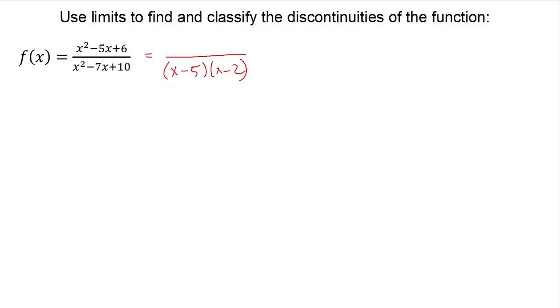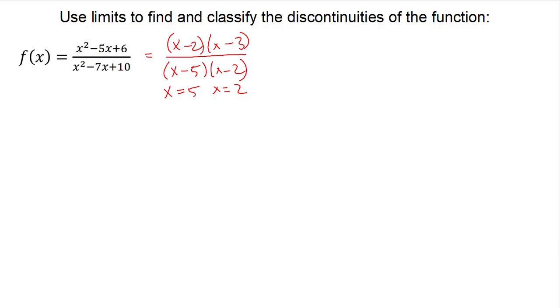So we should see that x equals 5 and x equals 2 are the locations of a couple of discontinuities, right? Because they make our denominator equal to 0. And so clearly that has to be a discontinuity. Now, if we want to just get a general idea, we can also probably factor our numerator here. We can see that the numerator is x minus 2 times x minus 3. And the x minus 2's would cancel if we were trying to simplify this down, which tells us that we should probably have a removable discontinuity at 2. And then we should probably have an infinite discontinuity at 5.